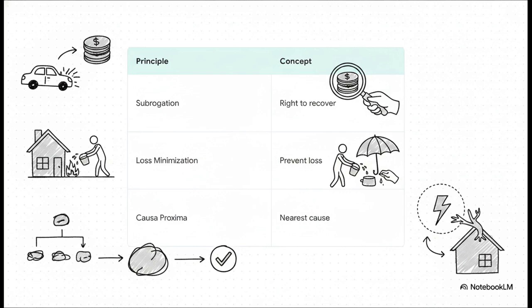Finally, causa proxima, identifying the nearest cause. This means figuring out the exact immediate nearest cause of the loss to see if your policy actually covers it. These rules dictate the everyday reality of filing claims.